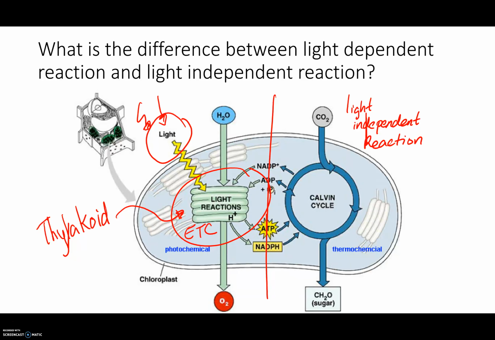Light-independent reactions happen at the stroma. Basically, the regions that are not inside the thylakoid, but inside the chloroplast. This is a chloroplast, an organelle. Anything that's not inside the thylakoid is what we call the stroma region. It's like the cytoplasm of chloroplasts.